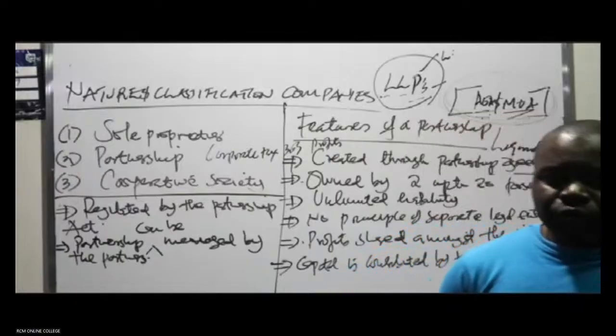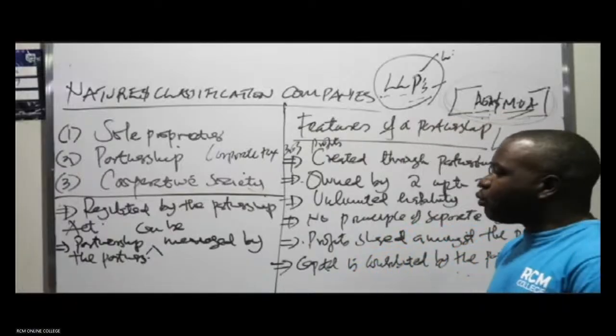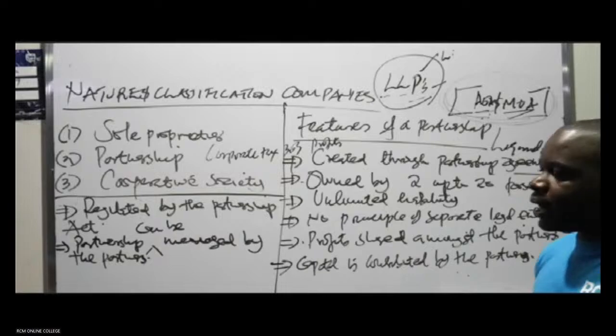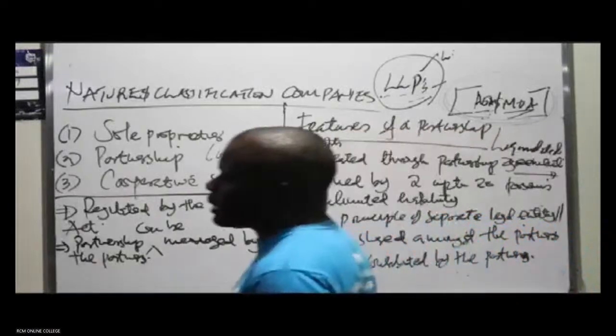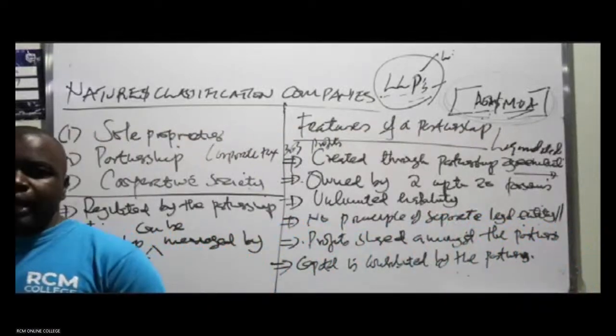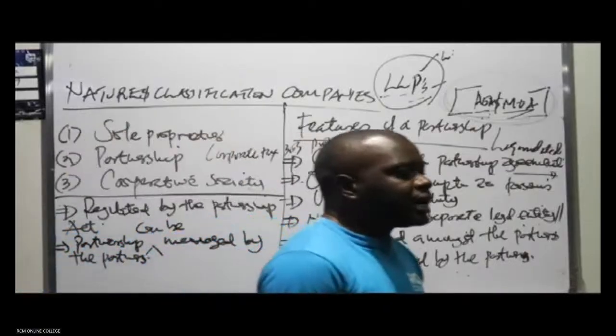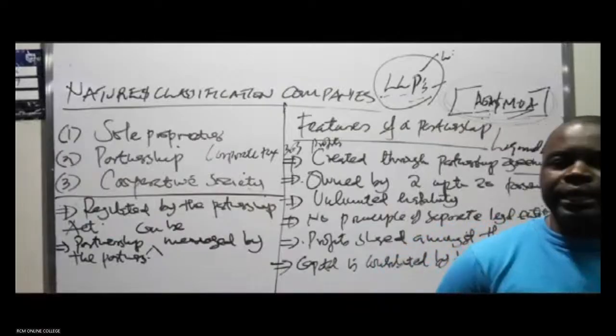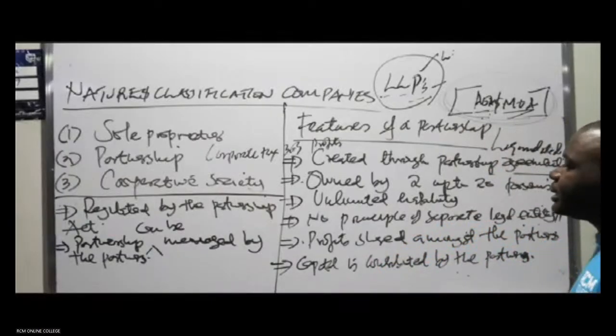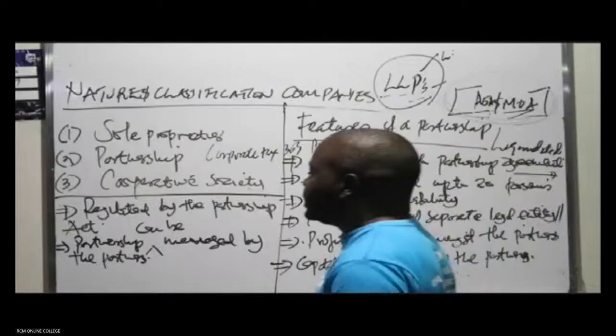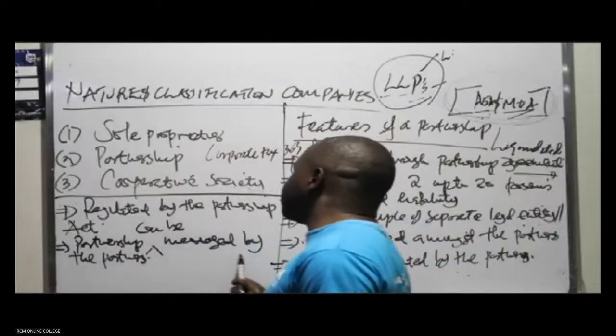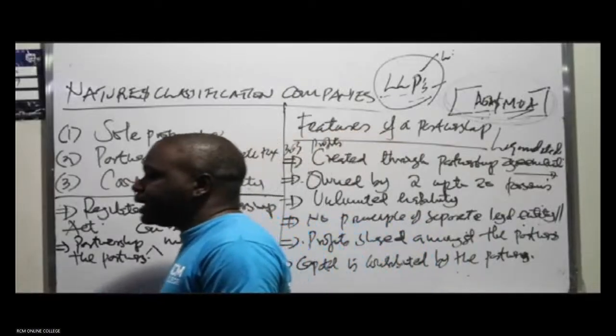The laws regulating these kinds of businesses are quite distinct. For a partnership, we rely upon the Partnership Act to understand how to manage, govern, or run a partnership business. While for a company, we rely upon the Companies Act. For partnerships, the partners can manage the business by themselves.